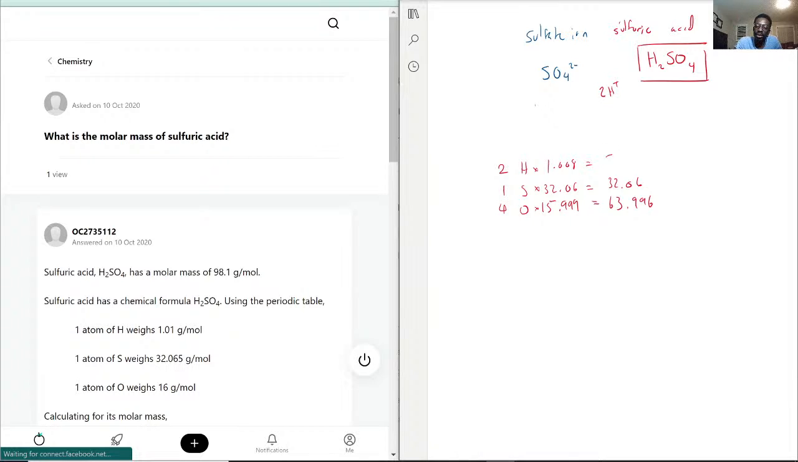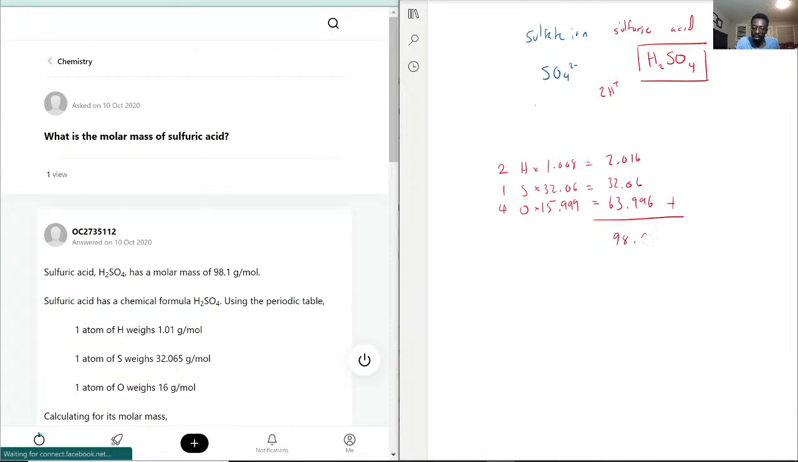So then we get 2.016. So 63 plus 32.06 plus 2.016, we get, as the answer says right there, 98.0.